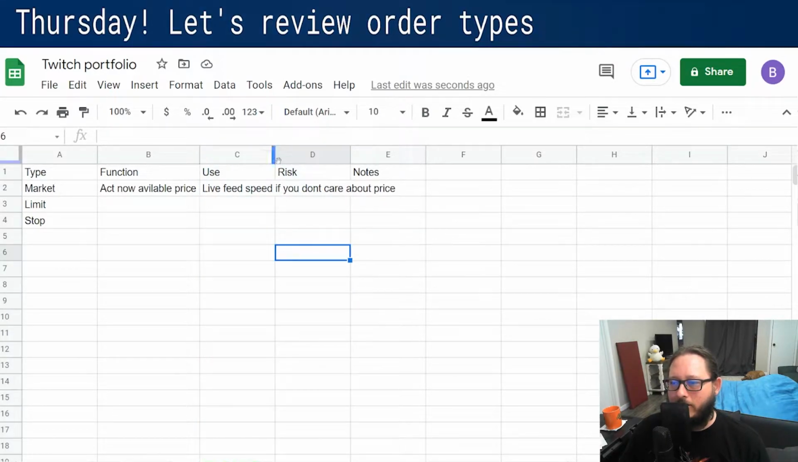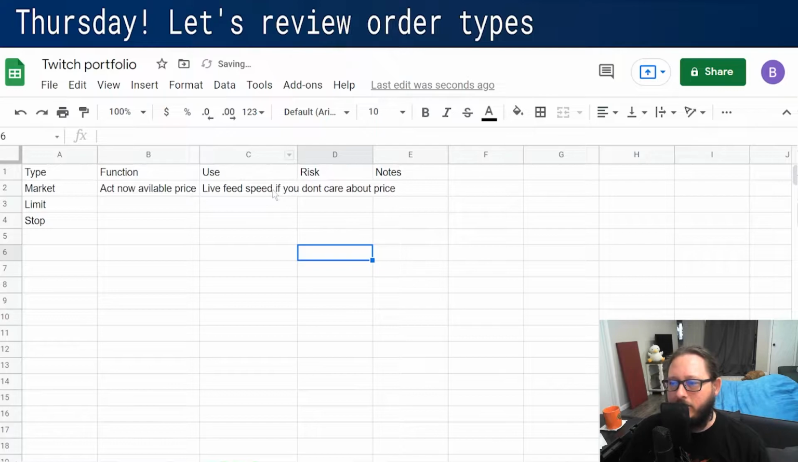Okay, so those are the primary uses for the market order. Risks on market order, I think I covered that, right? You're not guaranteed price. There's no price guarantee here.